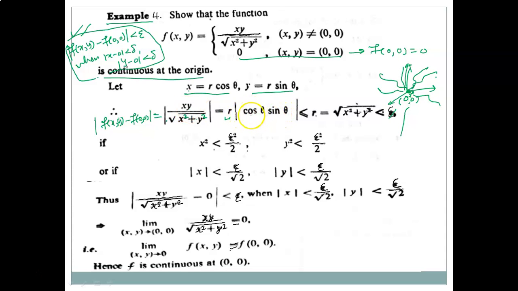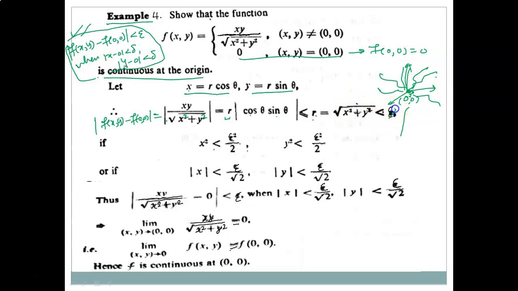You know the value of mod cos theta is always less than or equal to 1. Sin theta is also less than or equal to 1. So we can simply write that this whole quantity is less than or equal to r. And what is r? If you square and add these two, then r equals the square root of x square plus y square.